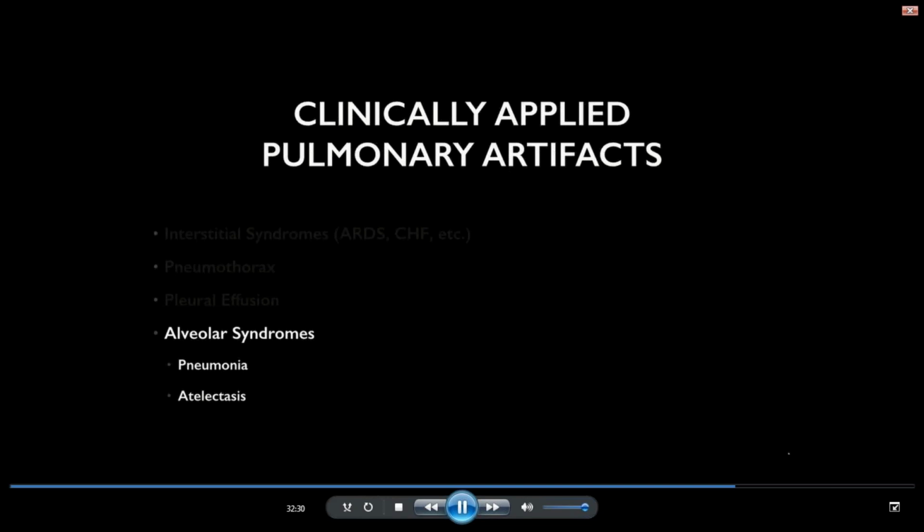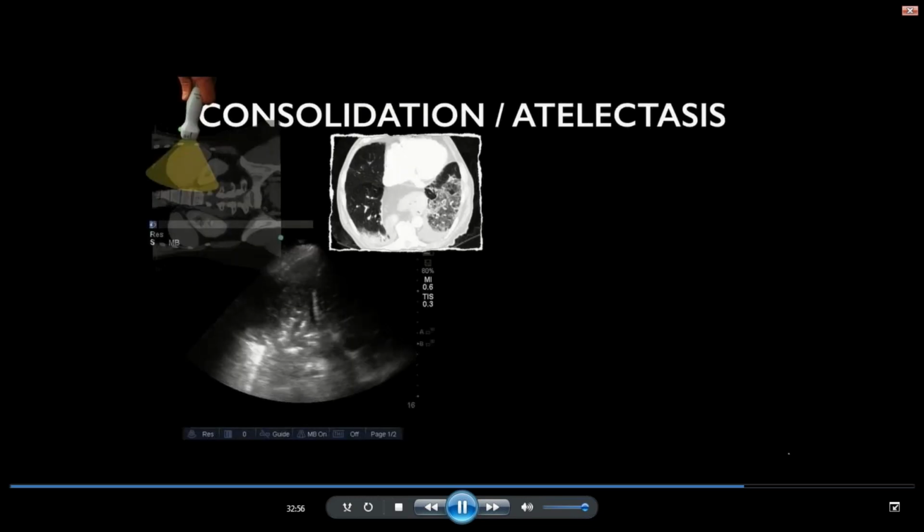Let's move on to our last category today, which is that of alveolar syndromes. How many times do we come across findings of atelectasis versus consolidation in the lower lung field? Is there a way we could use ultrasound to further study these and pick the most suitable treatment for our patients? Let's see how consolidation looks on ultrasound.